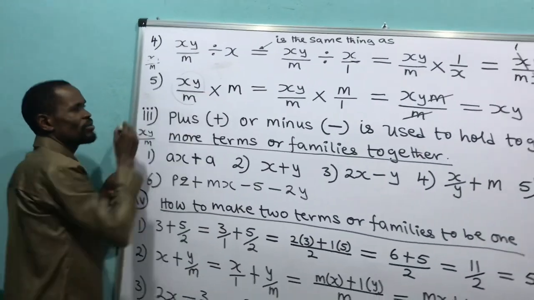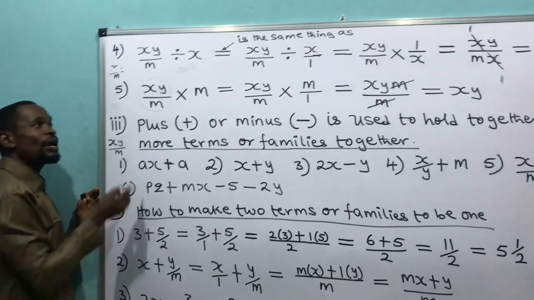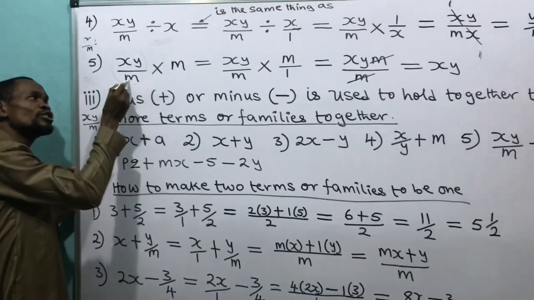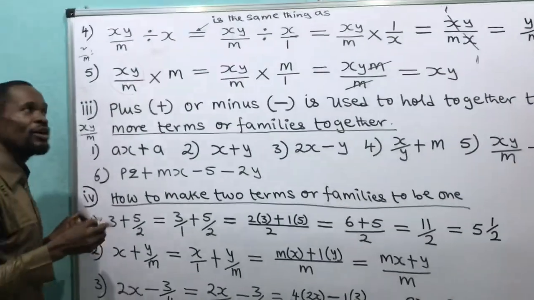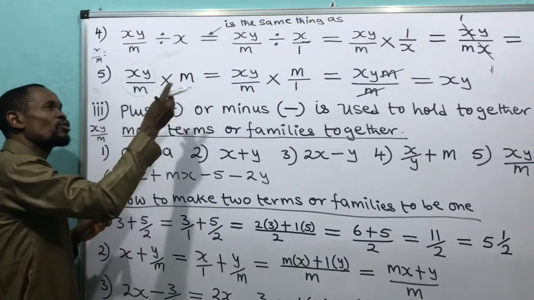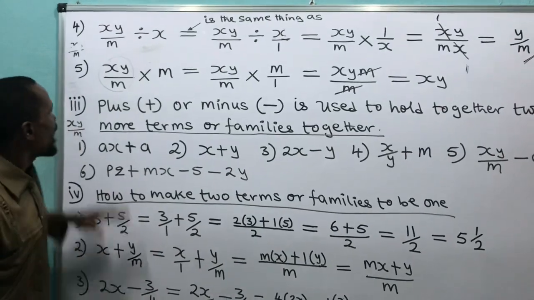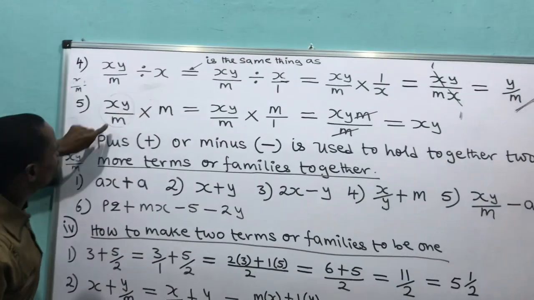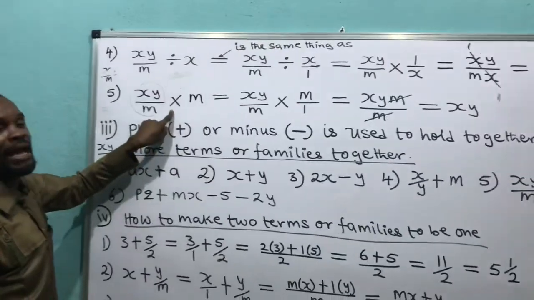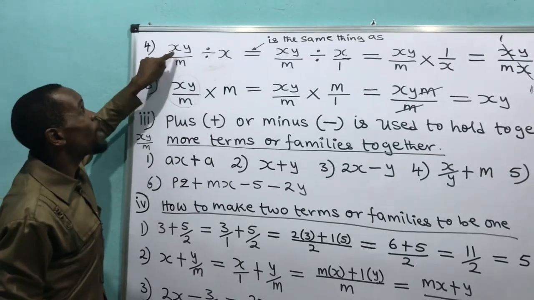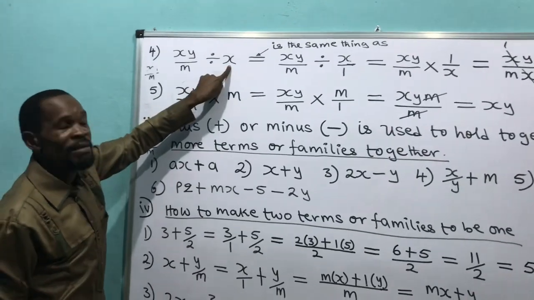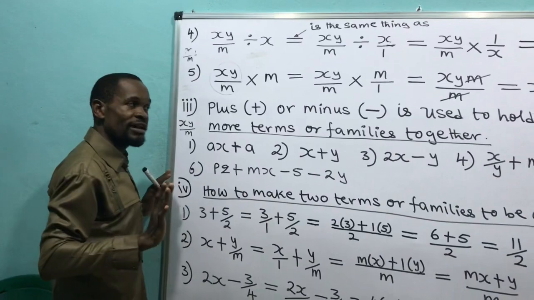Now, in number 5, I want to remove m from this family. Look at the family. I want to remove m, and m is in the denominator of that family. Then what will I do? Since it's in the denominator, I will multiply by m. As this m I want to remove is in the denominator, I will multiply by m. But there, the x I wanted to remove was in the numerator, so I divided by x. That's different. Have you seen it now?